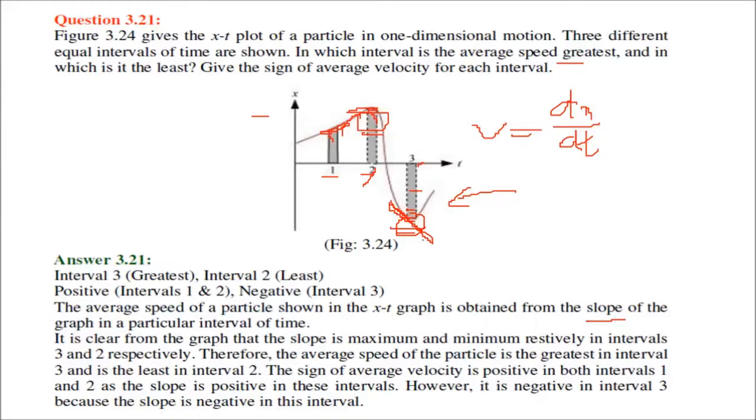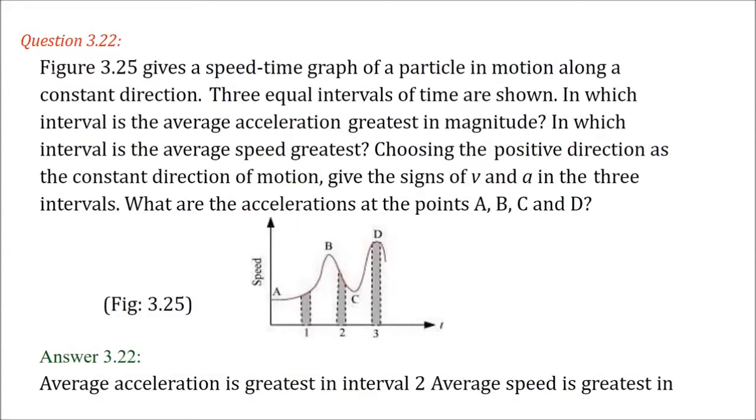This is very clear. Now how about the sign? The sign of average velocity is positive in intervals 1 and 2, because the graph is above, so 1 and 2 are positive. In 3 it is negative, right? Because it is on the downside, and the value, which is the slope, is also coming out negative.